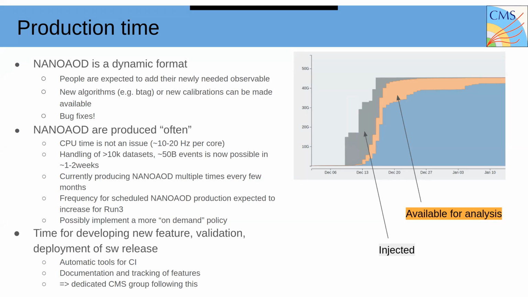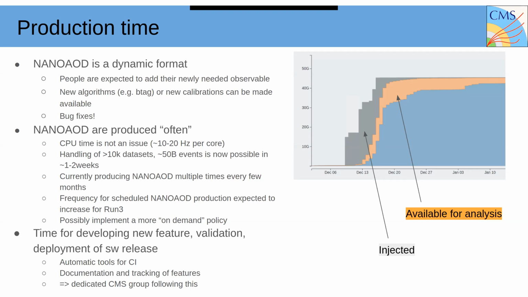So what we check is that we can produce them quickly. I mean, the CPU time is not really an issue. And even the handling of the large number of data sets and large number of events was initially a bit more of an issue, because submitting hundreds of thousands of processes on 100,000 data sets was a bit of stress for the production system, but in a very short time. But this now works pretty well, and we show that we can produce in 1 or 2 weeks 50 billion events with no problems on the production grid of CMS.